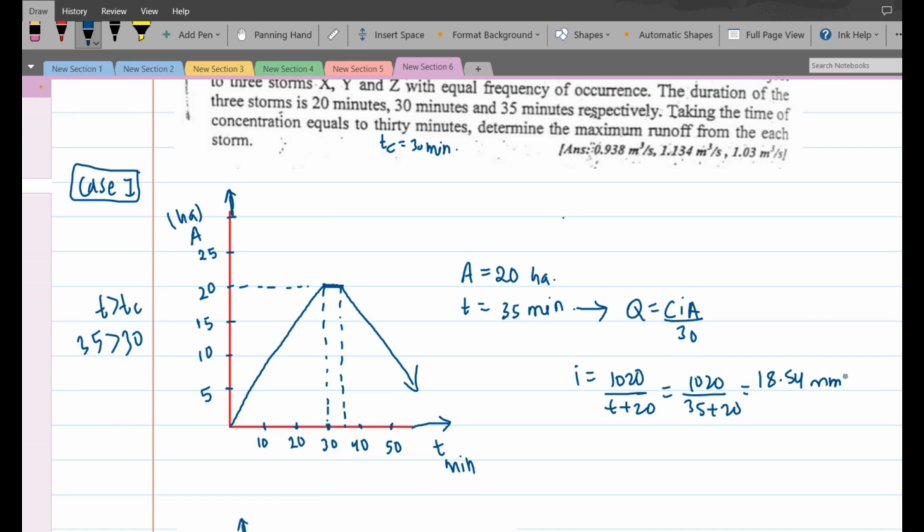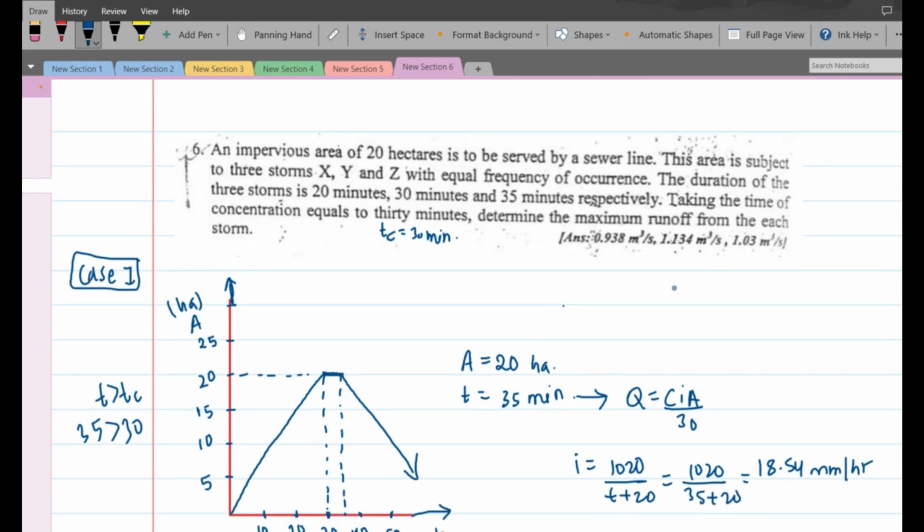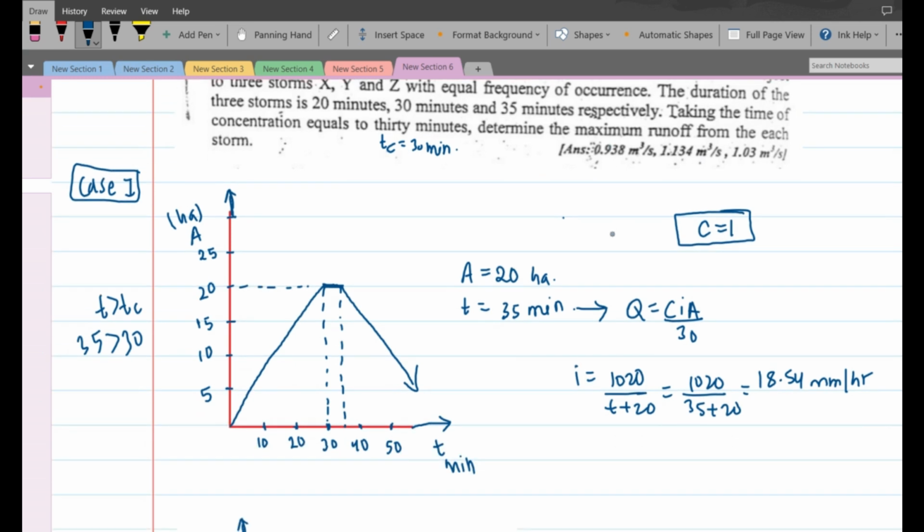18.54 mm per hour, right? Now we also know A, and we have C as well, right? So what is the C here? C is taken as 1, or you can also consider it as a constant.